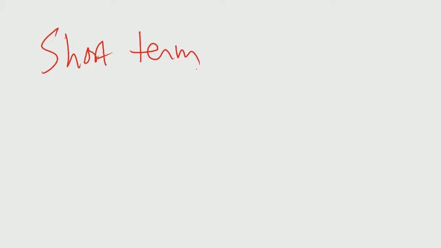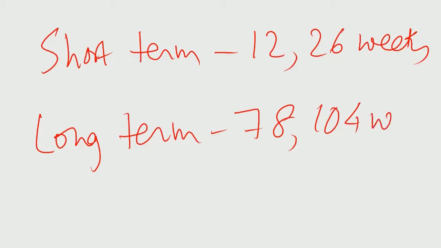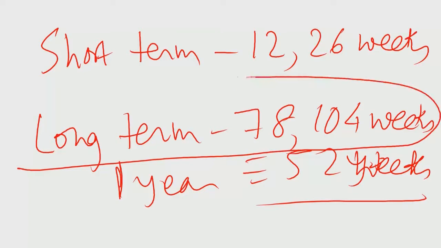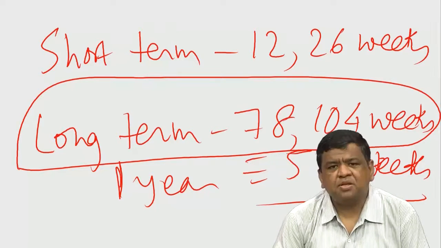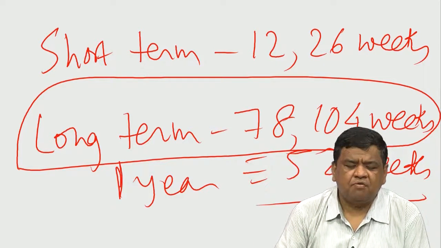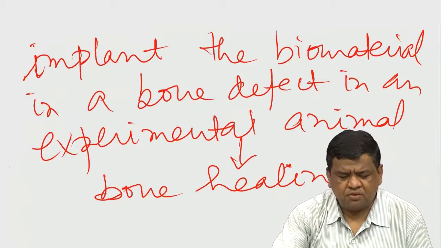One is called short term implantation, and one is called long term implantation. Short term implantation typically extends up to 12 to 26 weeks, and long term implantation typically extends up to 78 to 104 weeks. Typically, a year has 52 weeks. So, long term experiments can extend up to 2 years maximum, and long term experiments can be conducted only with a large animal model, not with a small animal model, simply because the small animal models like mouse and rat do not survive such a long time period. Therefore, one cannot do long term experiments with a small animal model.